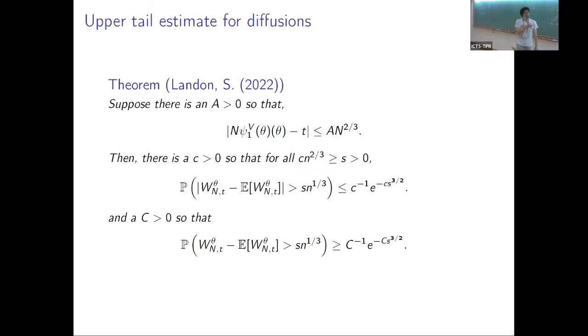We can also, in this model, get the correct moderate deviation range. So we can show that the height function, so this W of theta and t, has the same tails as the Tracy-Widom distribution, at least up to a constant in the exponent. Okay, and this is different.